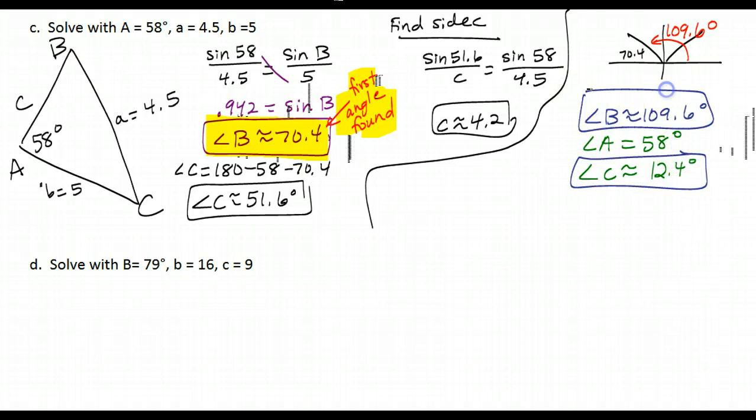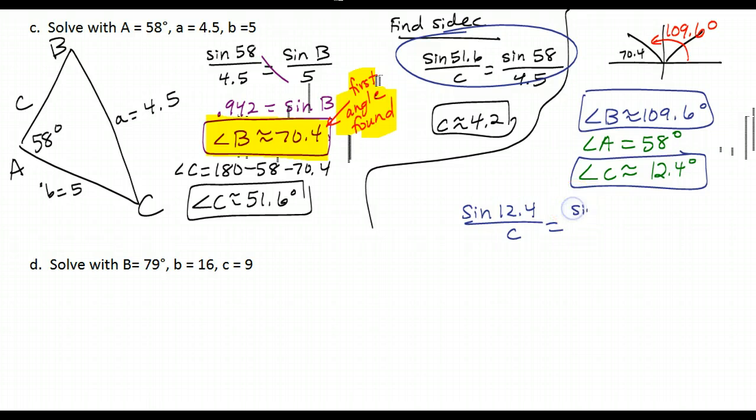All right. So I was able to find angle C, so now I'm going to take this setup up here, and I am going to use angle 12.4 instead of 51.6. Everything else stays the same. And you should end up with approximately 1.1 for side C, and there are 2 triangles.